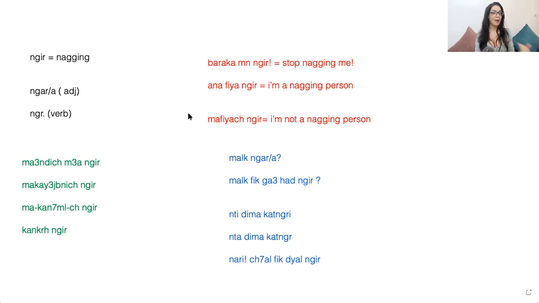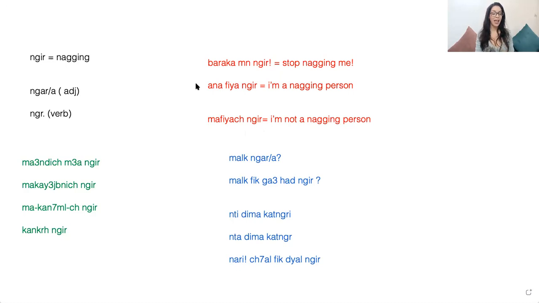If I want to say "I'm not," I would say "ma fiyash." Ma fiyash. "Ana" is optional over here. So you can see "ma fiyash ngir." Okay, so let's repeat that. We have "baraka bingir."